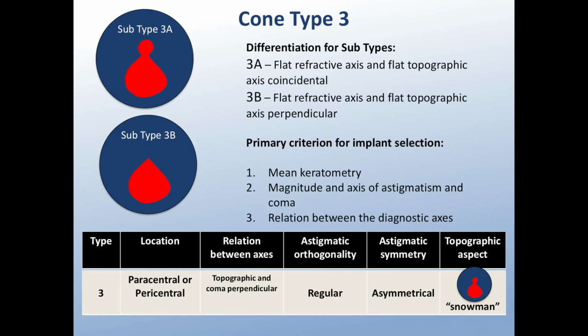Type 3 keratoconus, the snowman, is divided into 2 subtypes, type 3A and 3B. Both cases are either paracentral or pericentral in localization with a topographic axis and a perpendicular coma axis. The orthogonality of the axis is irregular, but they are asymmetrical. This type of keratoconus snowman has the characteristic of having to be corrected with an asymmetrical ring.